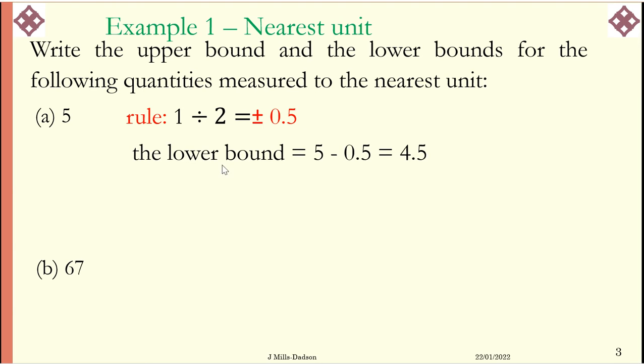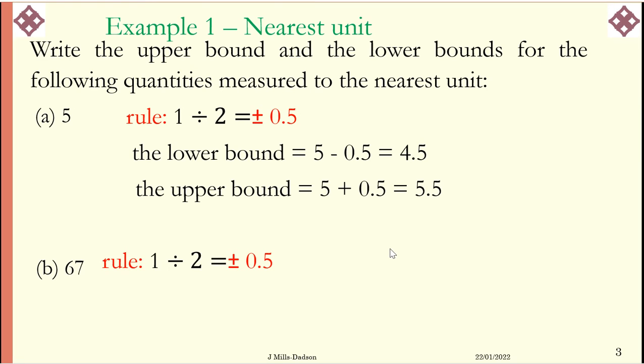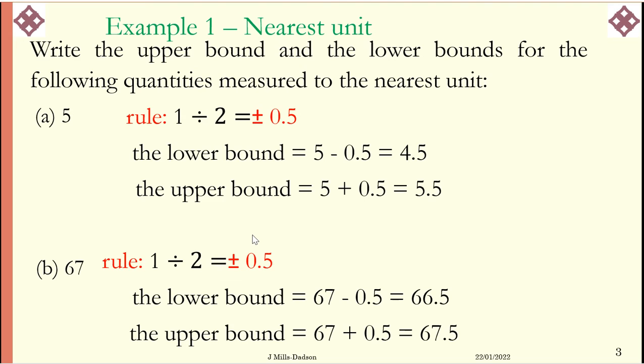So the lower bound for 5 will be 4.5. Upper bound for 5 will be 5.5. Lower bound for 67 similarly will be 66.5, and upper bound for 67 will be 67.5, all to the nearest unit.